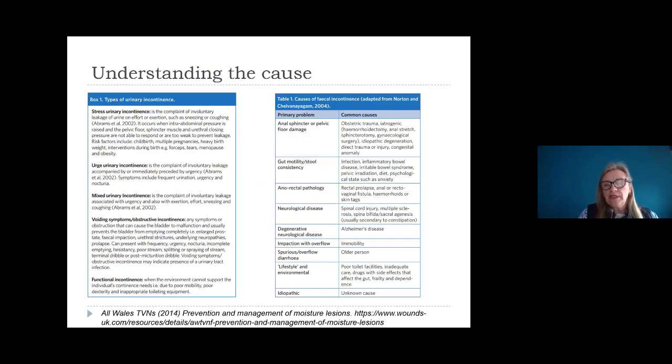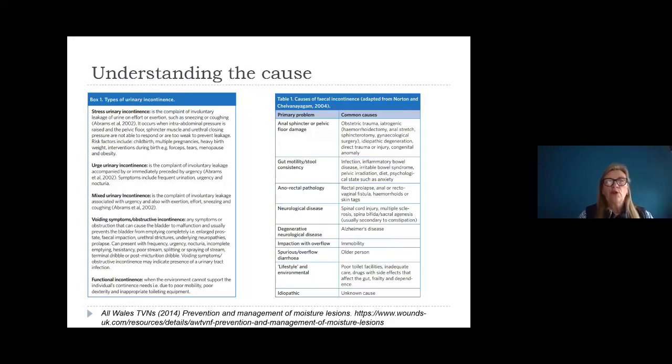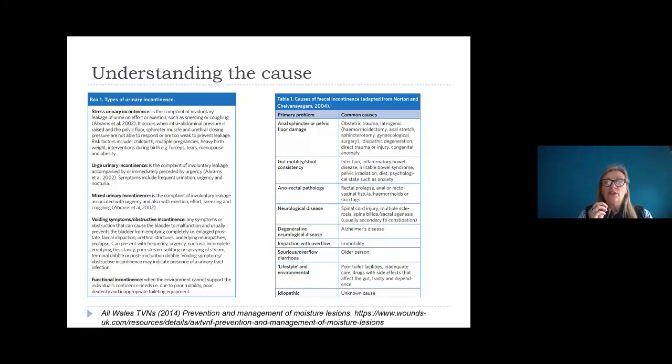So again, you can see a reference at the bottom. This is a really helpful document from the All Wales Tissue Viability Nurses about prevention and management of moisture lesions. And this helps you to think about why the patient may be incontinent, or even understand what type of incontinence they've got. So if they've got stress incontinence, does that happen just when they sneeze or just when they cough? Or if they want to do something like jump or heavy lifting? Is it urge incontinence? So that's when you really want to go to the toilet, and almost from the point of deciding you need to go, there is no gap between that and you being incontinent.